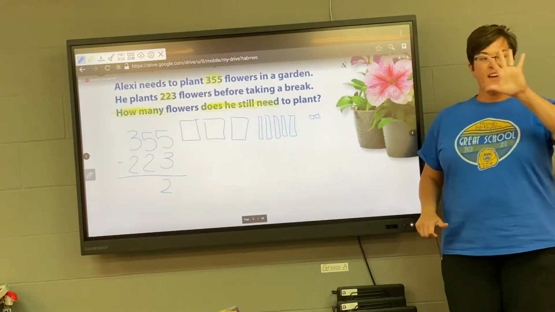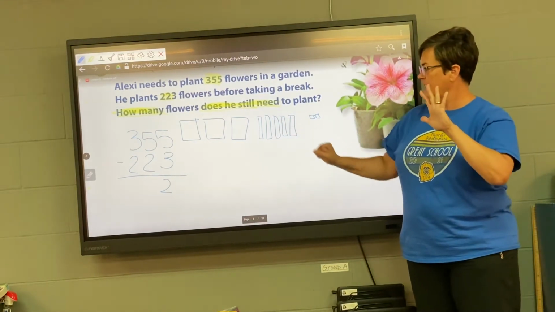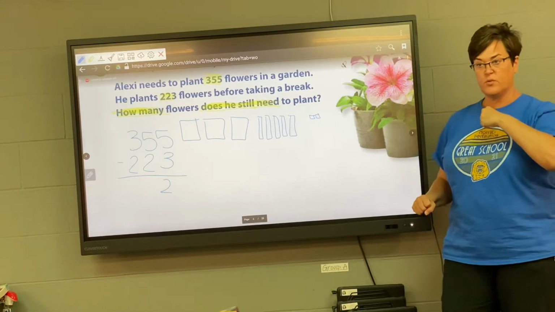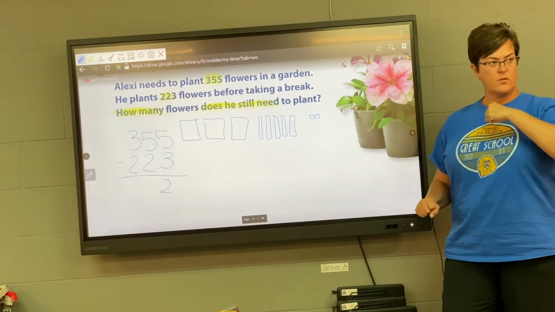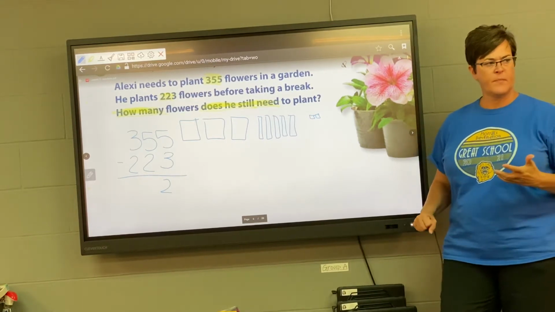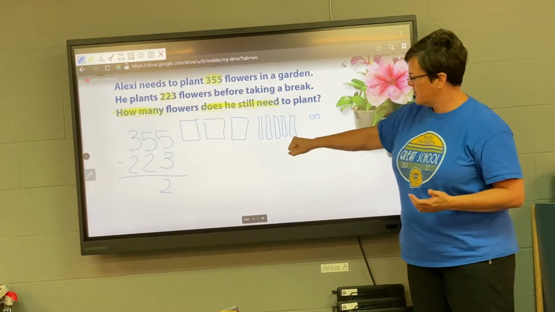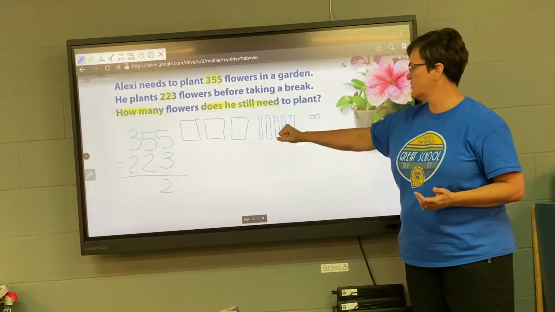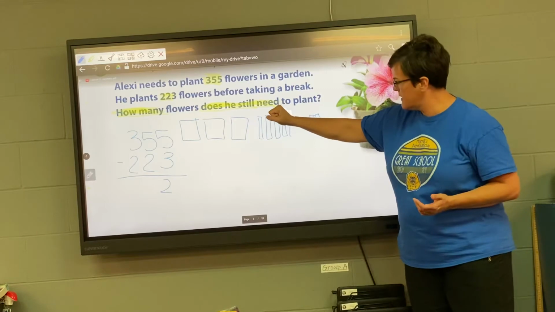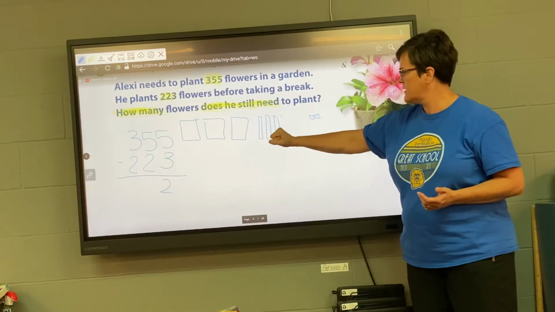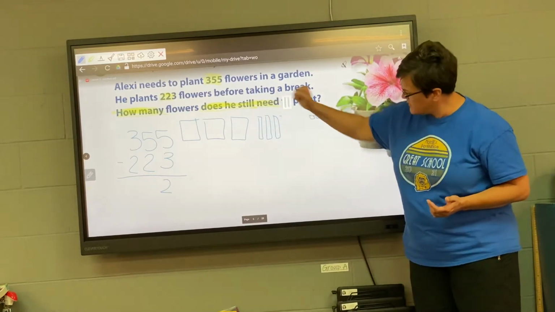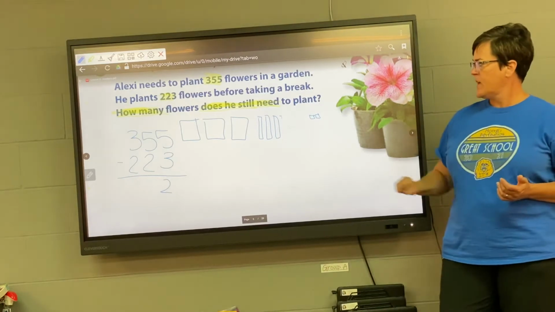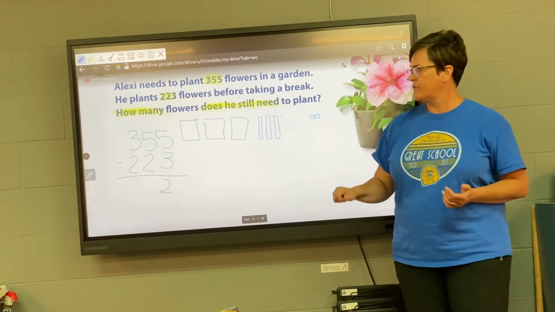All right, we have 5 tens here. Can we subtract 2? Or do I have to do some regrouping? You can subtract 2. I can subtract 2. 1. Close enough. Yeah. 2. How many tens do we now have left? 3.